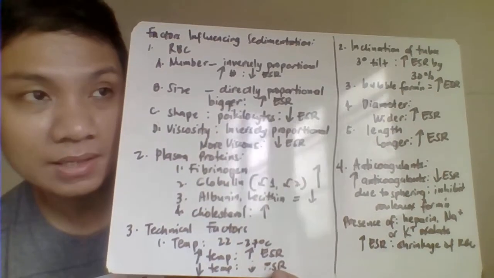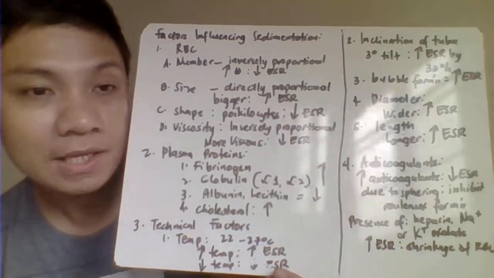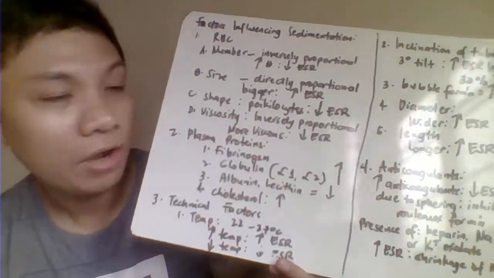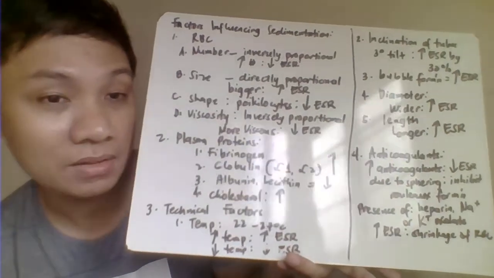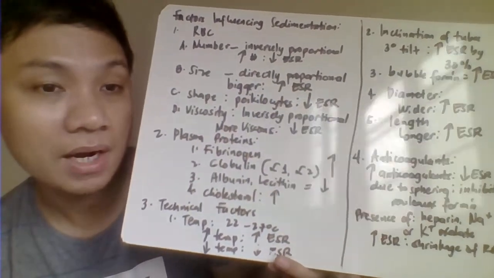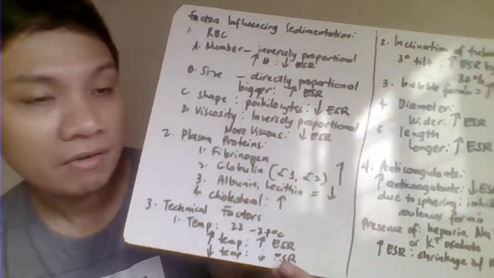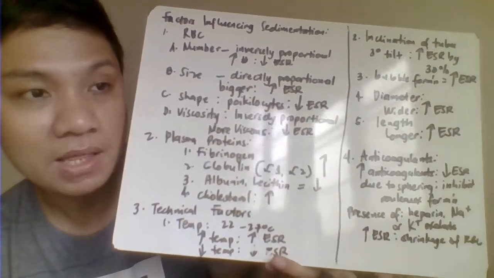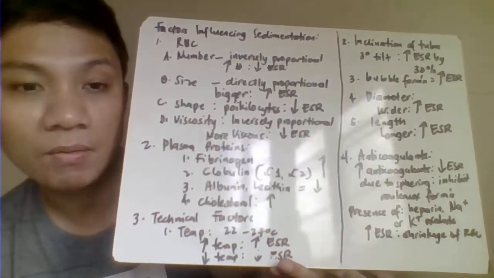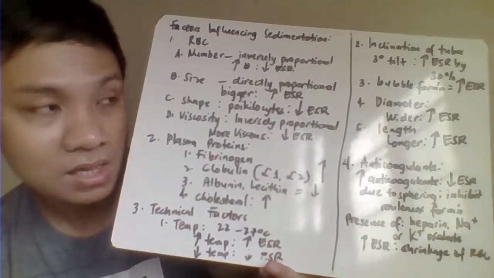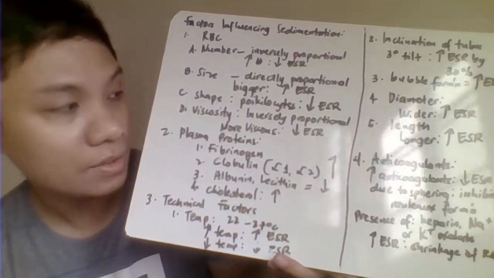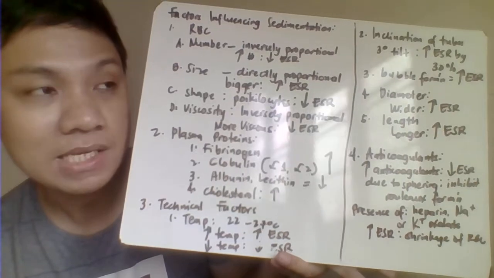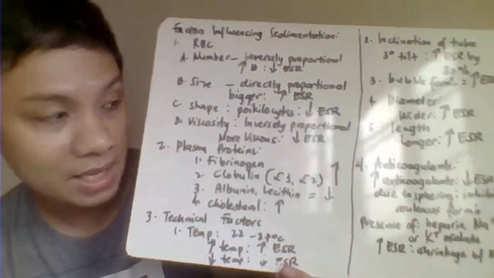For the size, that one is directly proportional. I mean to say, the bigger the size, pag mabigat siya, mabilis siyang bumaba. Pag macrocytic compared with microcytic, mabilis ang ESR, mabilis ang ating sedimentation. For the shape, pag abnormality in the shape, the poikilocytes would inhibit the rouleau formation. So, therefore, pag walang rouleau formation, mahirapan silang mag-settle, and therefore decreasing the ESR result. Okay, viscosity, so lapot ng dugo. The more viscous it is, the more lapot it is, mahirapan siyang mag-settle.